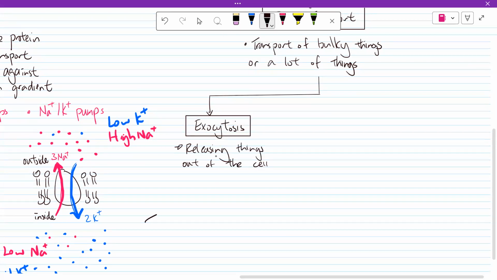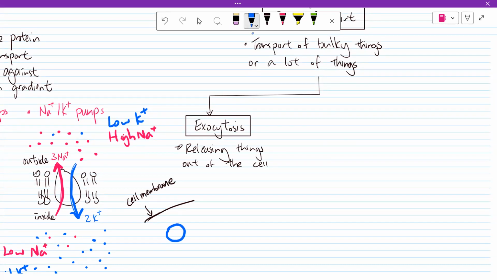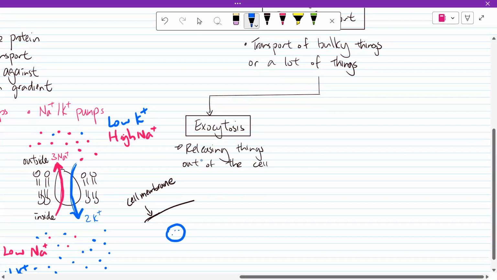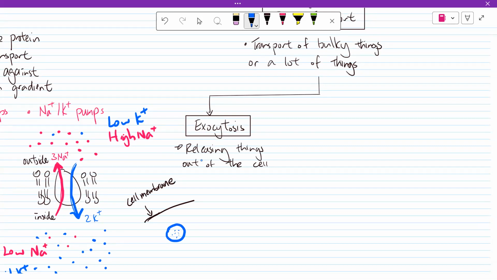Okay, so maybe take a moment and see if you understand what it is that I'm drawing. So this is the cell membrane. Just watch first. And then we have a vesicle here. Inside this vesicle, we have some stuff, whatever it is. Could be proteins, could be particles, doesn't matter. You want to release this out of the cell.